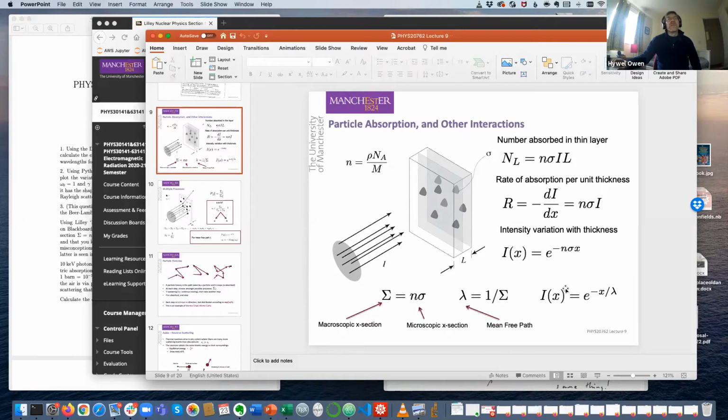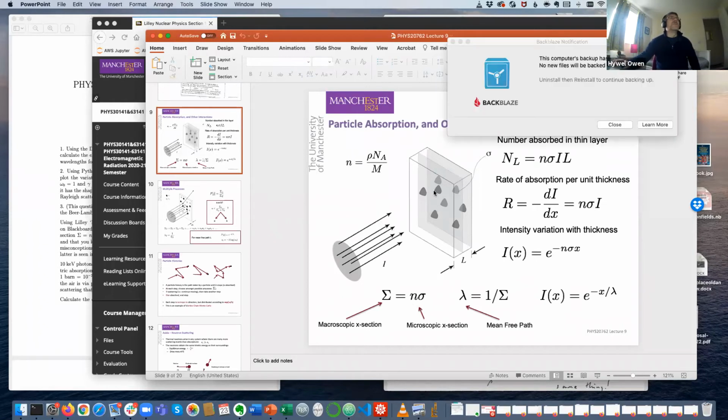So the intensity goes as e to the minus x over lambda, where lambda is the mean free path, and I can identify the mean free path as being equal to 1 over this thing, capital sigma, and we call this the macroscopic cross section. Dimensionally it's just equal to the microscopic cross section sigma times the number density. So all absorbing situations obey this sort of law, and this is why exponential absorption and exponential reduction of intensity occurs in most materials.